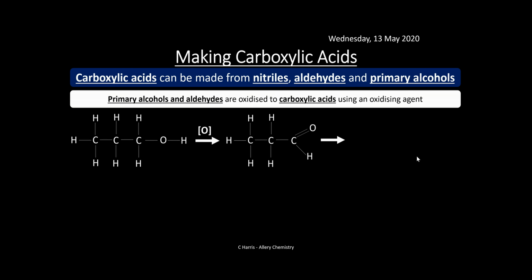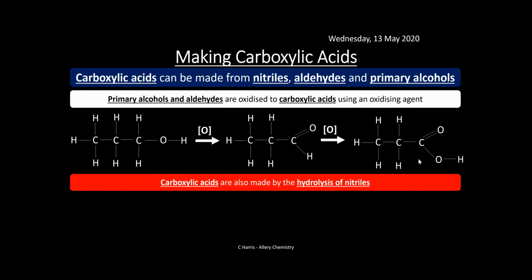So you can see, there we are. We start with our primary alcohol here. There's our primary alcohol, oxidizing agent, forming our aldehyde, and then oxidizing agent again. We can keep on doing this. It's all done under reflux, and then we form our carboxylic acid at the end there.